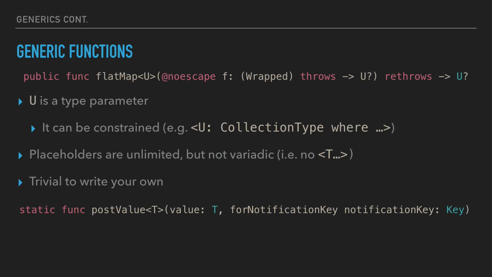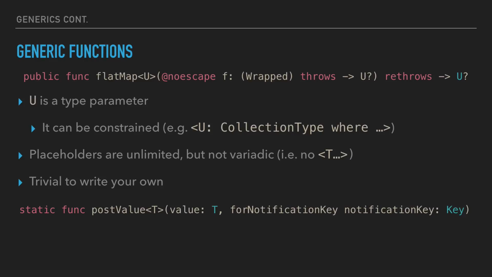So as part of the generic functionality, you can declare, of course, a generic function. In this case, at the top here, you see the definition of flat map for optional in the Swift standard library. And you can see that it takes a type parameter U, which is the type that the optional is wrapping, and returns that optionally to the flat map.